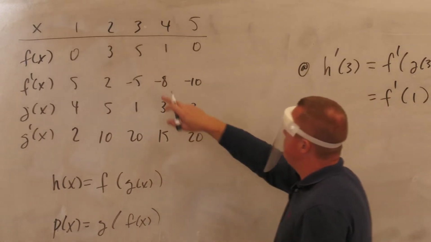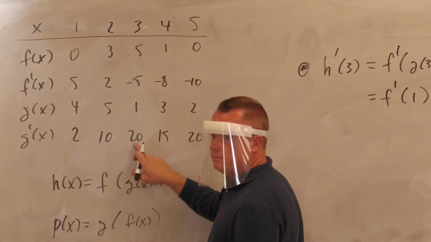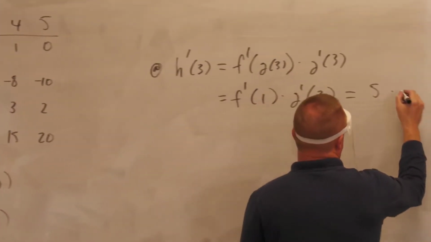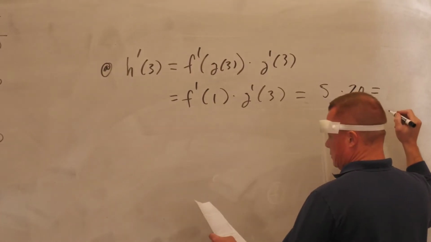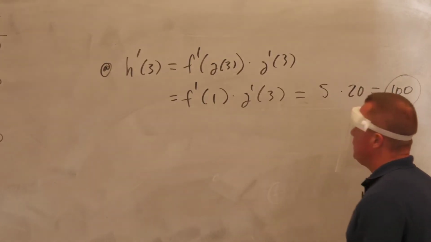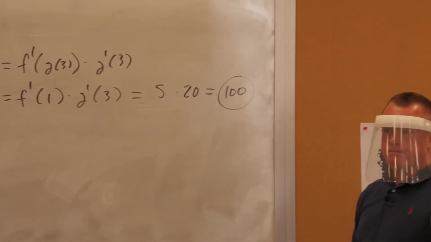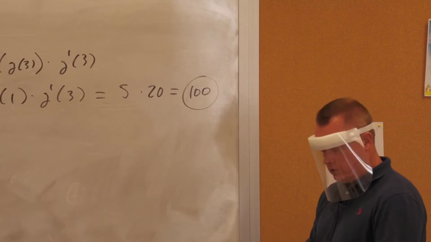G prime at 3, there's 3. G prime, 20. 5 times 20, 100. Okay, h prime at 3 will be 100. Questions about that? Let's just do one more of those.